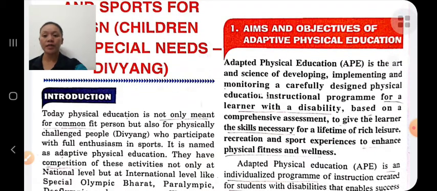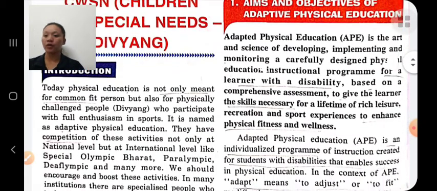Today, physical education is not only for common fit persons but also for physically challenged people. They also participate in games and sports with full enthusiasm. It is known as adaptive physical education. Adaptive physical education means physical education for disabled persons, for the Divyang people.